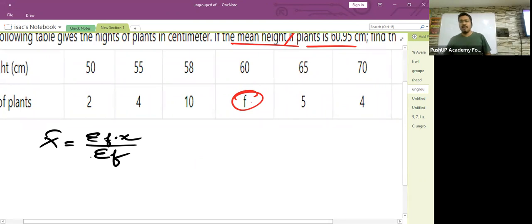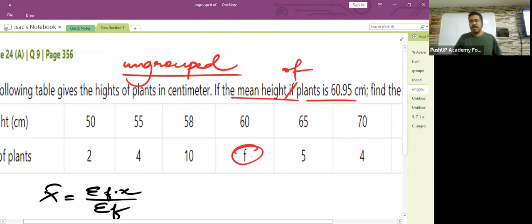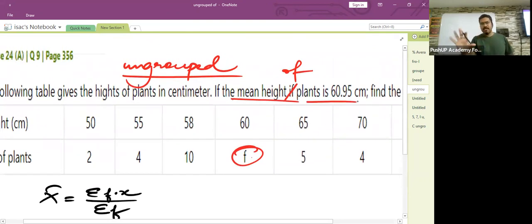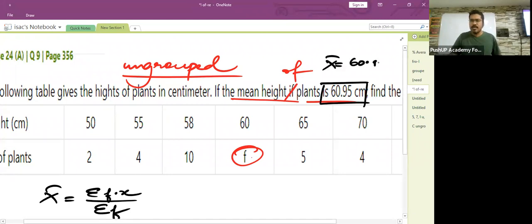The value of x bar is already given to you, children. See this. If the mean height of plants is 60.95, what is the meaning of this sentence? The average of this ungrouped data is how much? 60.95. That means x bar is equal to 60.95.